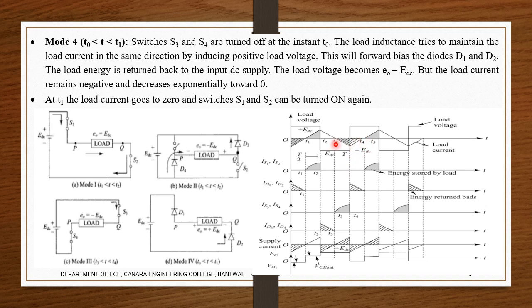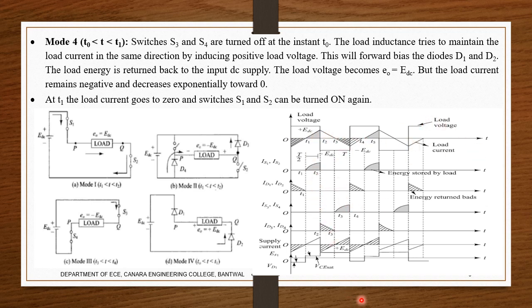So till here is one cycle. Do not observe this one, but observe this one in terms of the current here. And at T1 the load current returns to zero again for the next cycle. That is, S1 and S2 will be on. This is about one cycle. We can observe it here.